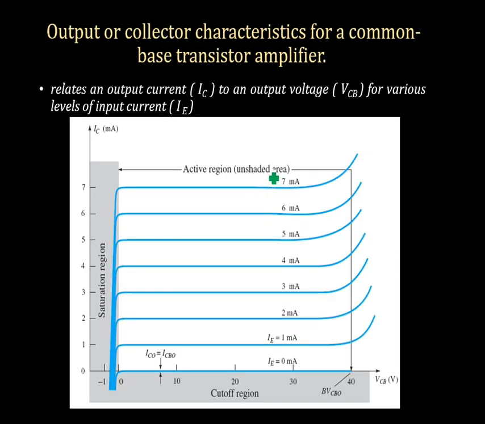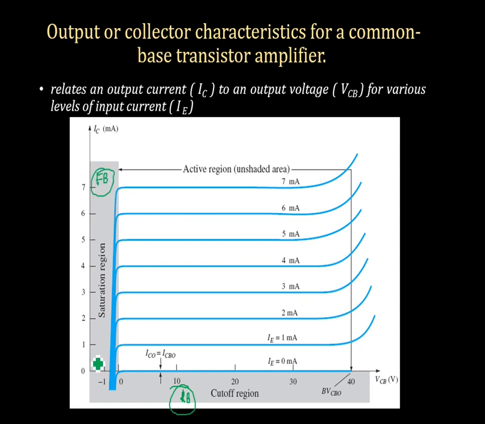Now this is the output or collector characteristic for a common base transistor amplifier, and we are interested in the active region of operation, since amplification occurs in the active region. You want the forward biased emitter base junction and reverse biased collector base junction for the active region, and in the cutoff region both are reverse biased. Both emitter base and collector base junctions are reverse biased, and in the saturation region both are forward biased.